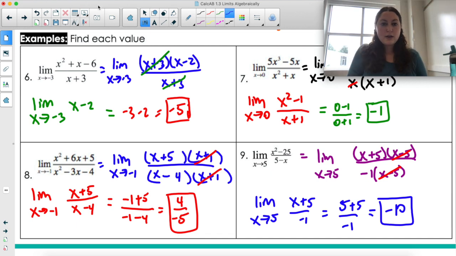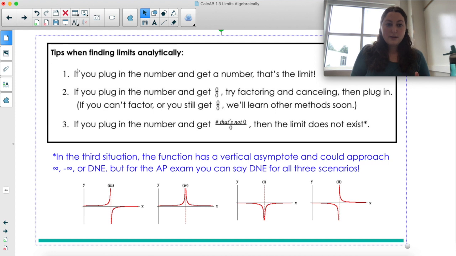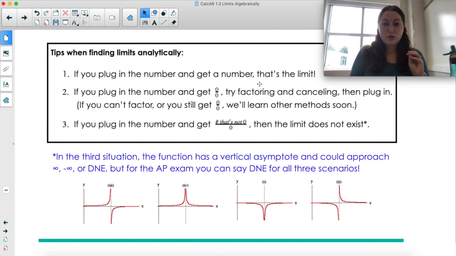Okay, so now just to summarize what I just went over, there's basically 3 steps you take when finding limits analytically, which means from a function. Step 1: if you plug in the number you're going to and you get a number, you're done. That is the limit. If you plug in and get 0 over 0, try factoring, canceling, and then plug in. Go back to step 1.